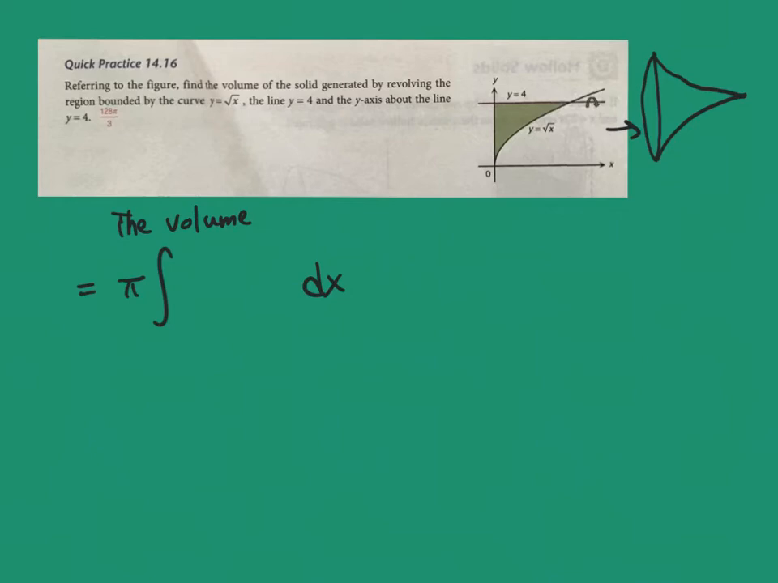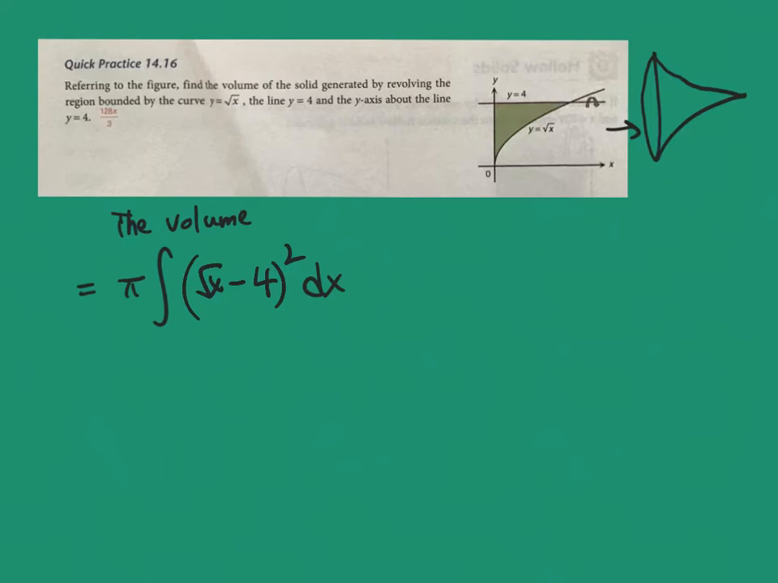For the function inside, we always use the curve minus the axis of revolution. In this case, that is y equals 4, therefore minus 4. And of course, take the square of it. But just want to remind you that for area, we must use the upper one minus the bottom one.